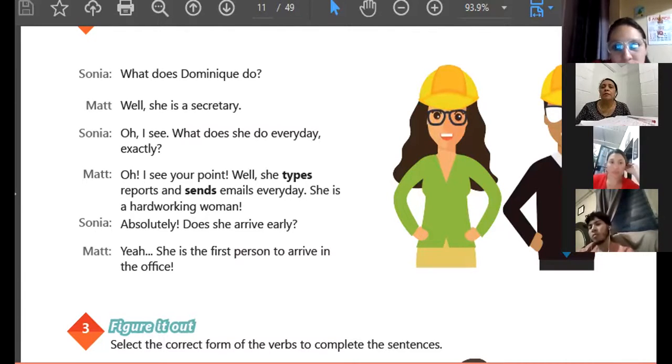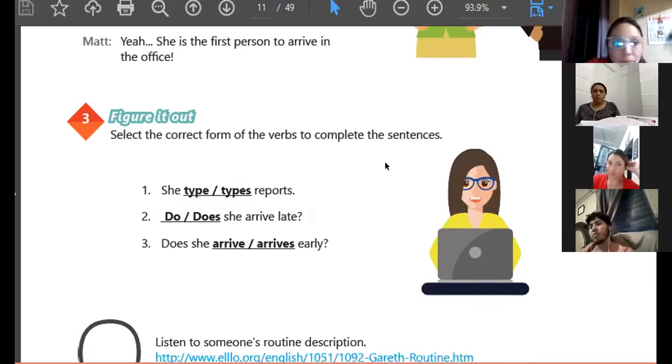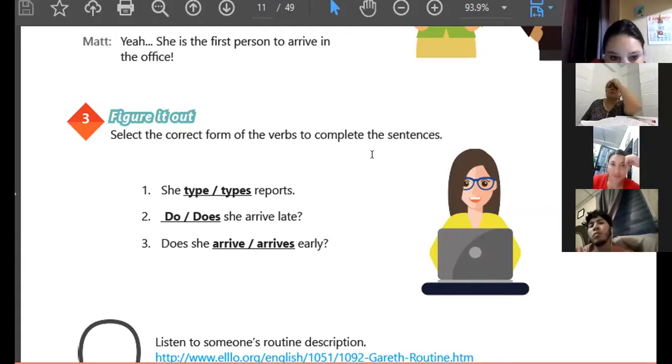Now, let's continue with this because I want you to work on something, okay? Let's select the correct form of the verbs to complete the sentences. You have to circle the correct form of the verb for she, okay? Number one, what do you think is the correct form of the verb? She types reports. Very good. Types, remember, letter S at the end of the verb. Very good. Number two.